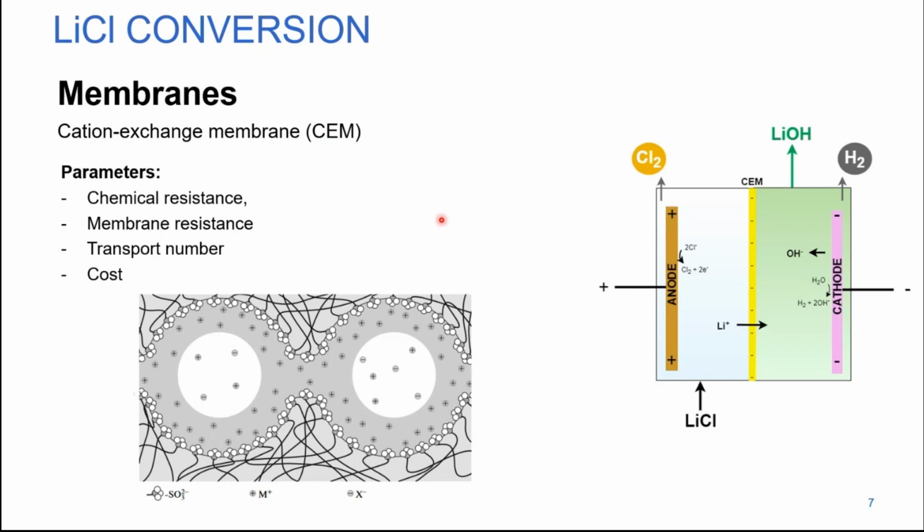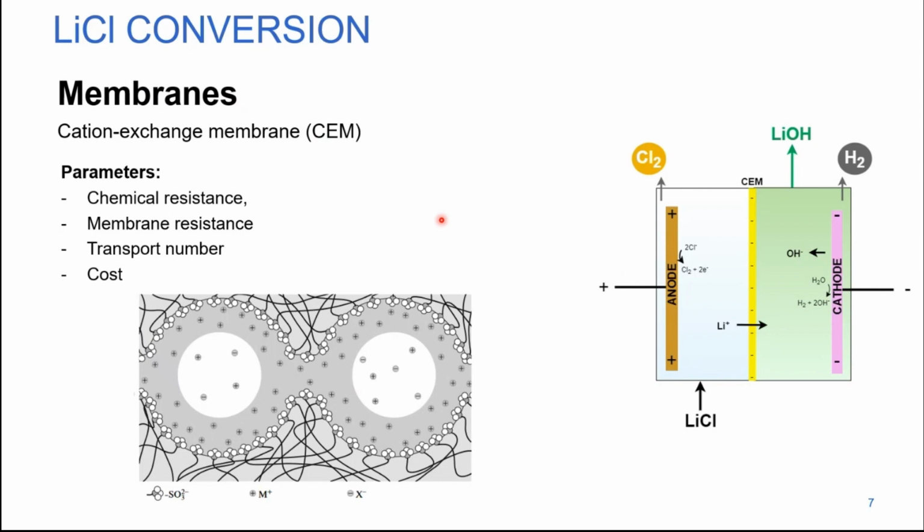Second, the membrane resistance, and the higher the resistance of the membrane, the higher your overall cell voltage will be, and thus the more electricity you will need because you have a higher resistance. So you want the resistance of the membrane to be as low as possible to have a low resistance and thus low energy consumption. And thirdly, you will also want a high transport number, because a high transport number means that you can cross a lot of lithium ions through your membrane. And then lastly, of course, the cost is very important.